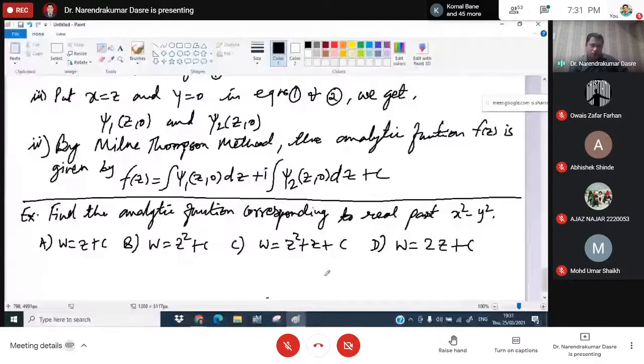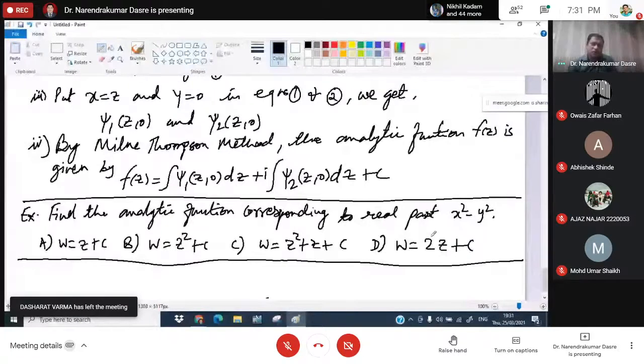Okay, so by looking at this, you can directly say which is going to be the real part, or you can solve easily and then get the real part. Here we will see how to solve this and how to get the real part, the analytic function. So we go with the solution.